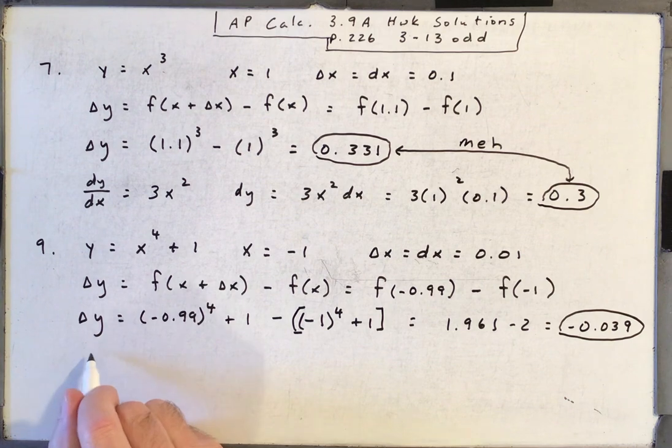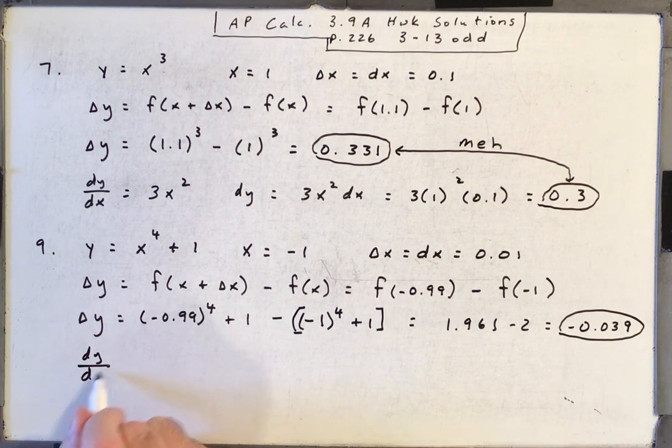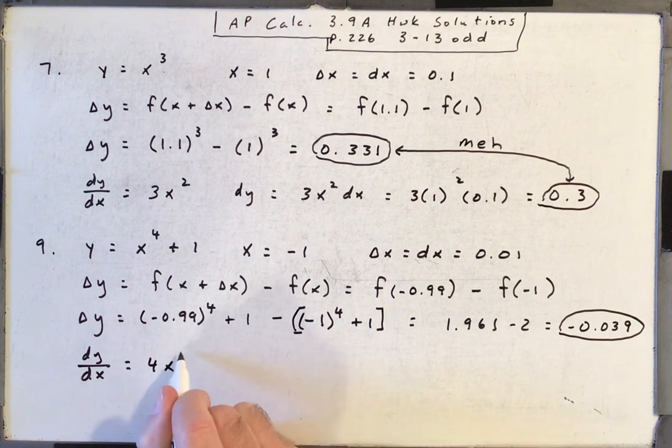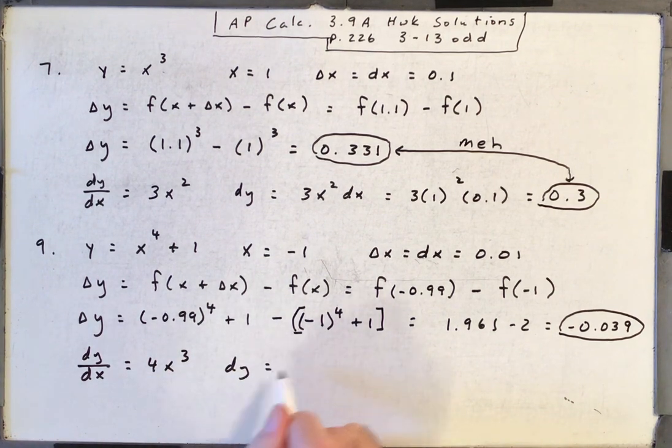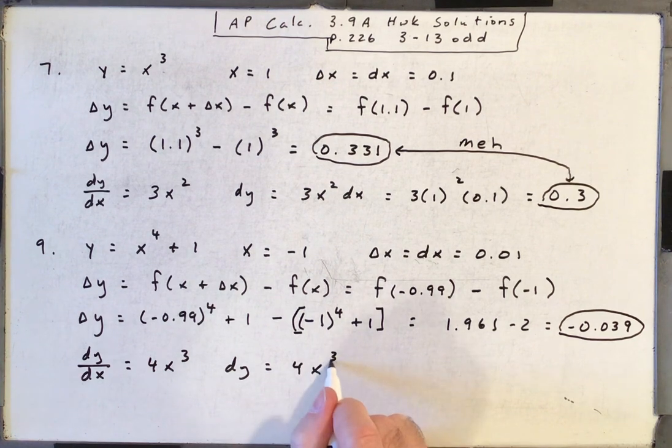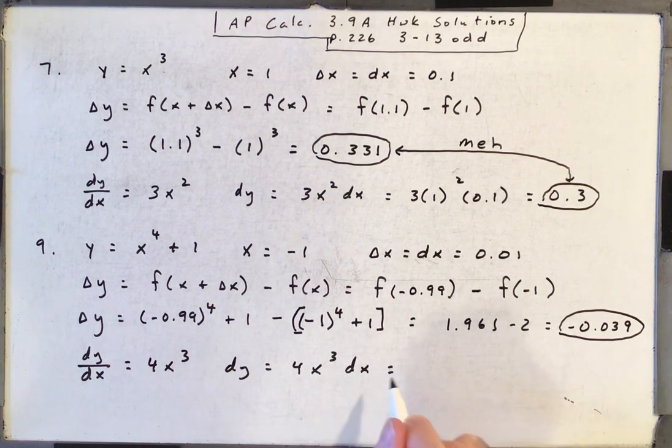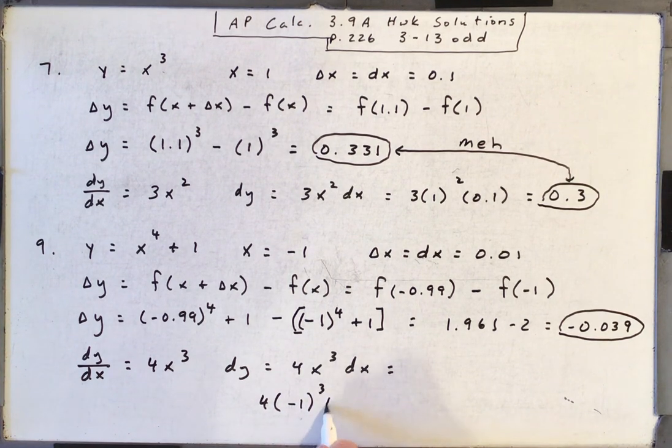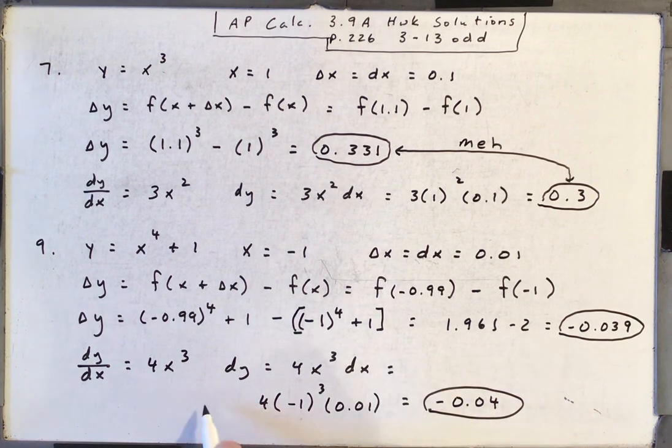And then we would have dy/dx, we're going to take the derivative, is equal to 4x cubed. So dy is equal to 4x cubed dx. So that's going to be 4 times x, which is -1, got to cube it, and times 0.01. So -1 cubed is -1, times 4 would be -4, times 0.01 would be -0.04. So that is dy.